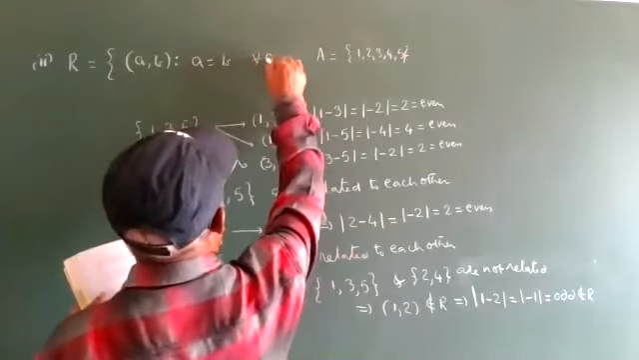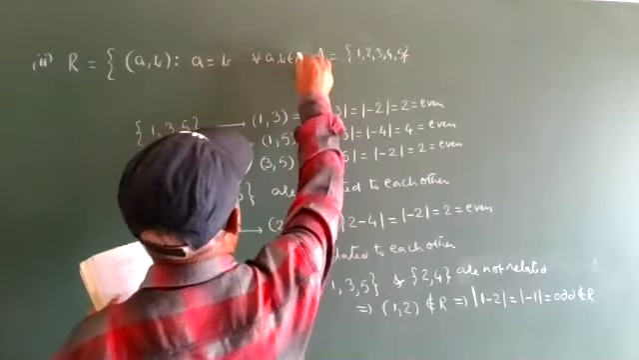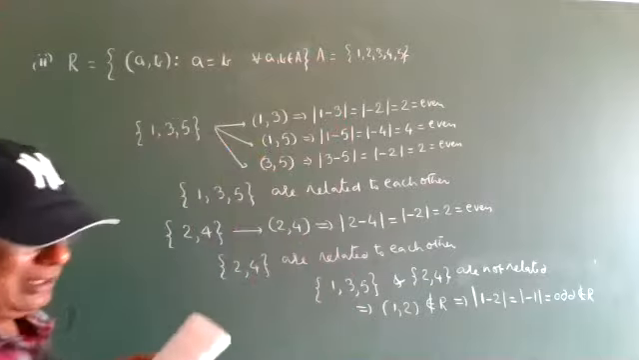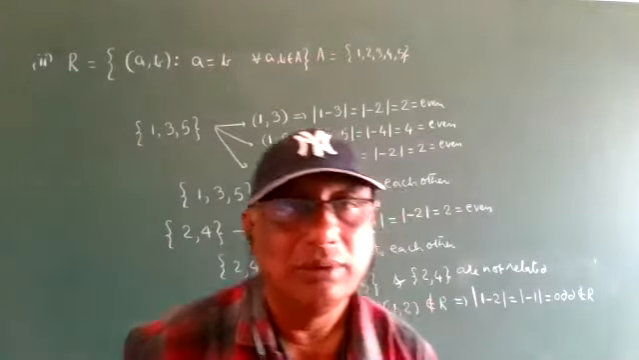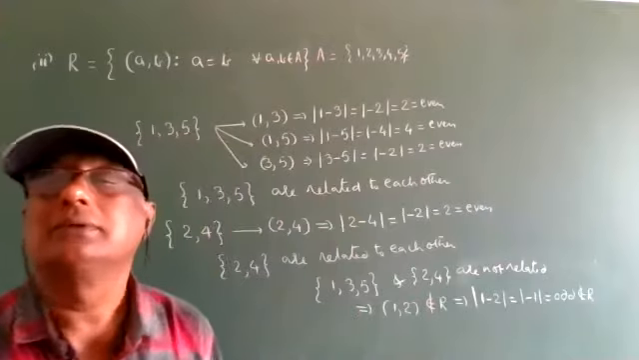So for all A, B belongs to A. Everyone work out reflexive, symmetric, and transitive for the first and second bit.